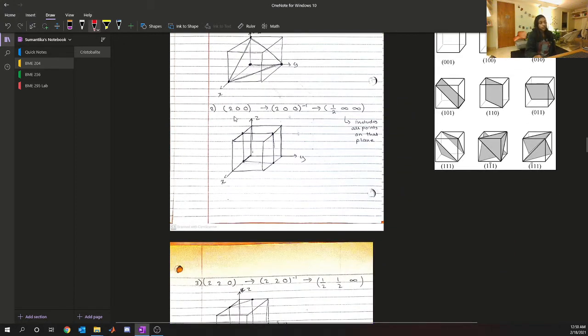For example, here, this is 2, 0, 0. If you take the inverse of 2, 0, 0, you get 1 divided by 2, and 1 divided by 0, and 1 divided by 0. So this leads to infinity. Infinity is just all points on that plane.